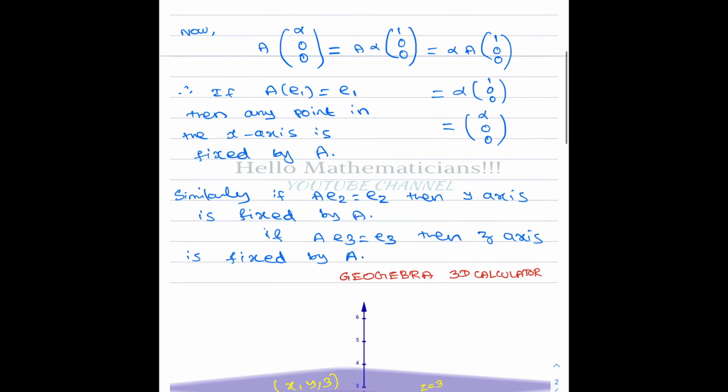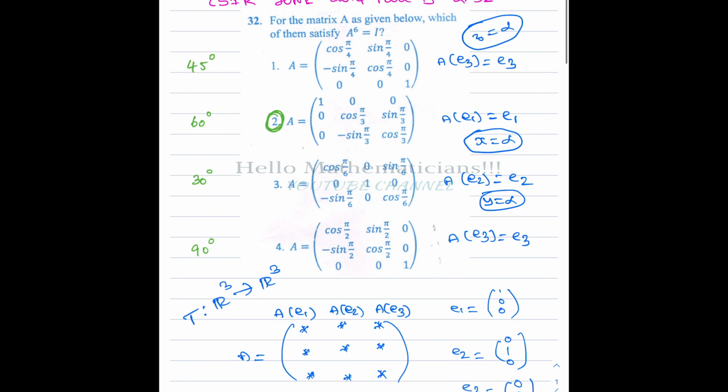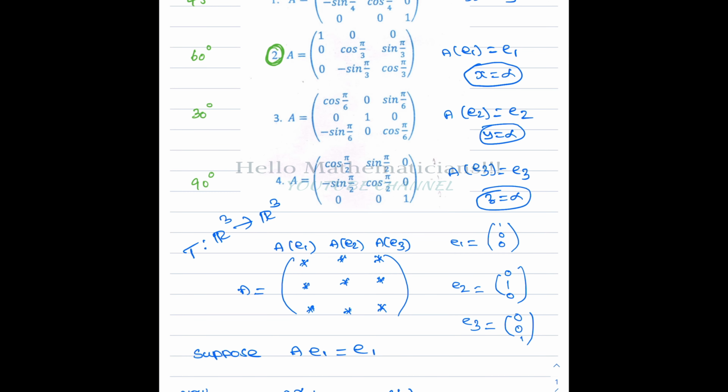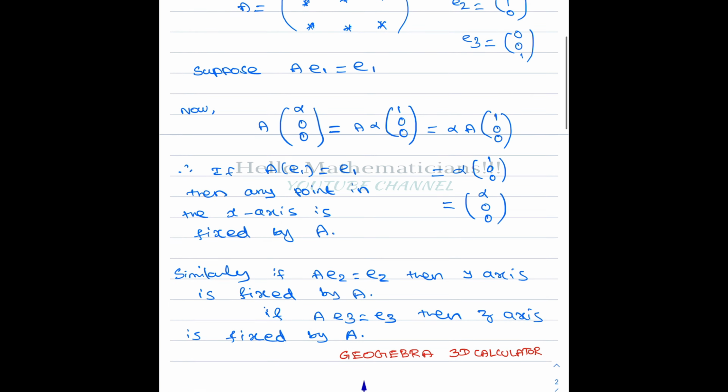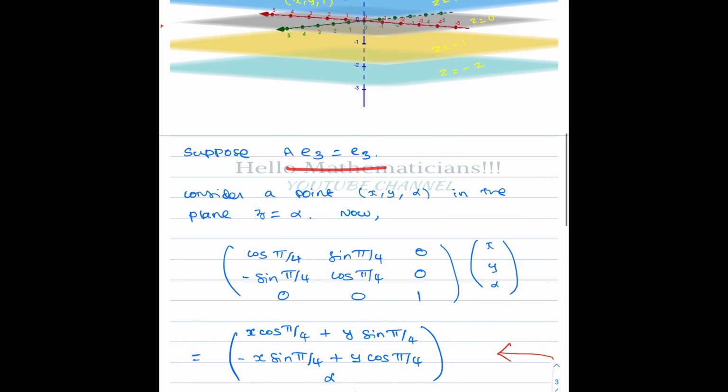Now you see here, if A of E3 equal to E3, then the planes z equal to alpha are invariant. If A of E1 equal to E1, then the planes x equal to alpha are invariant. So here the planes y equal to alpha are invariant. Here the plane z equal to alpha is invariant. So the proof is exactly the same. So here we proved that if A E3 equal to E3, then the plane z equal to alpha is invariant.